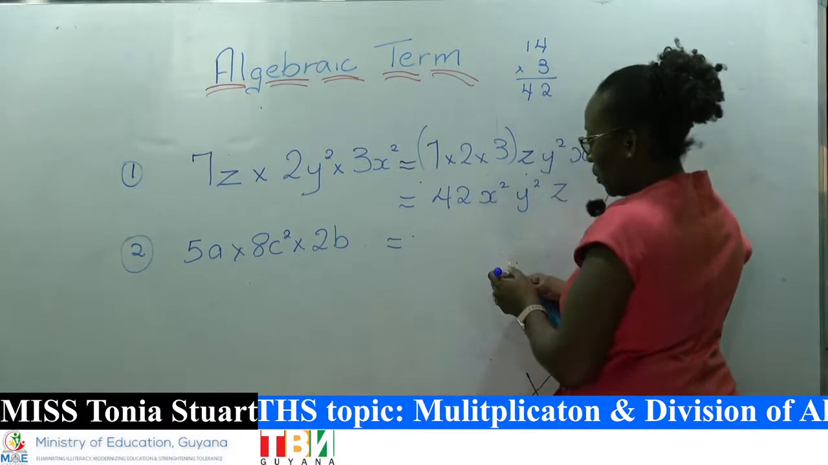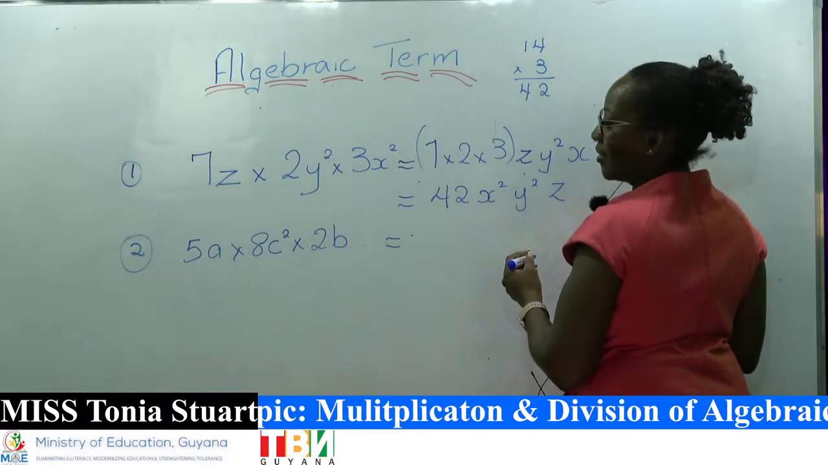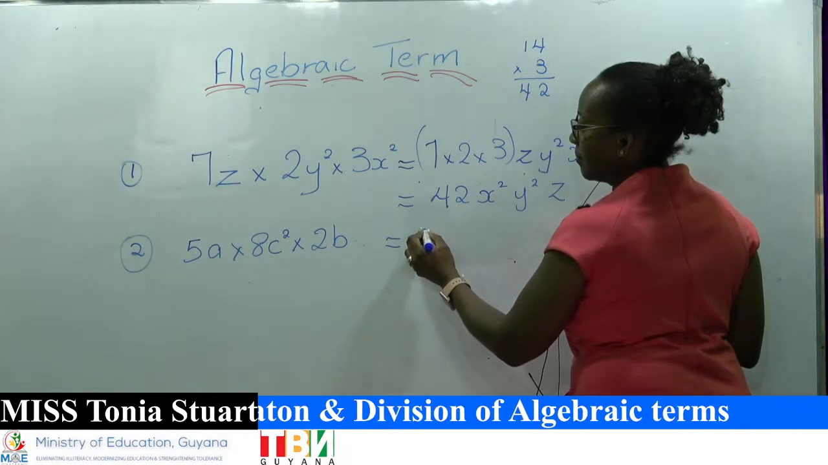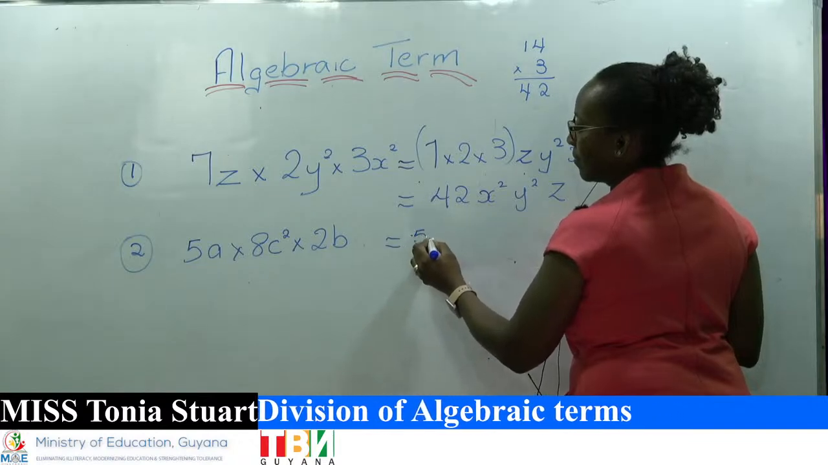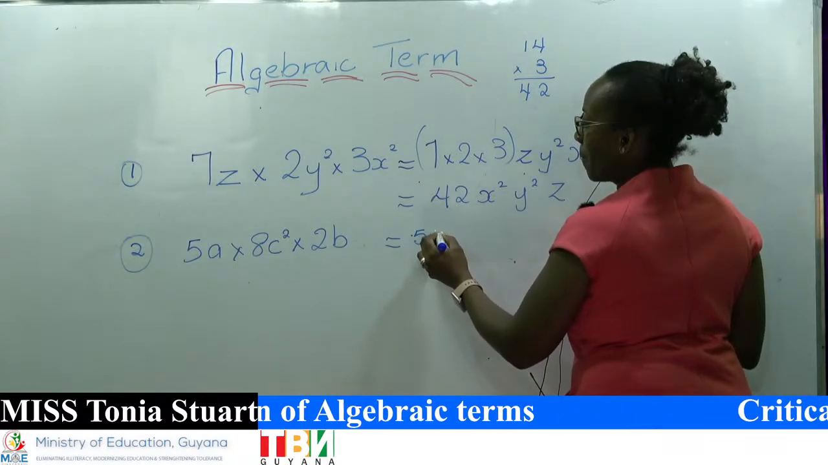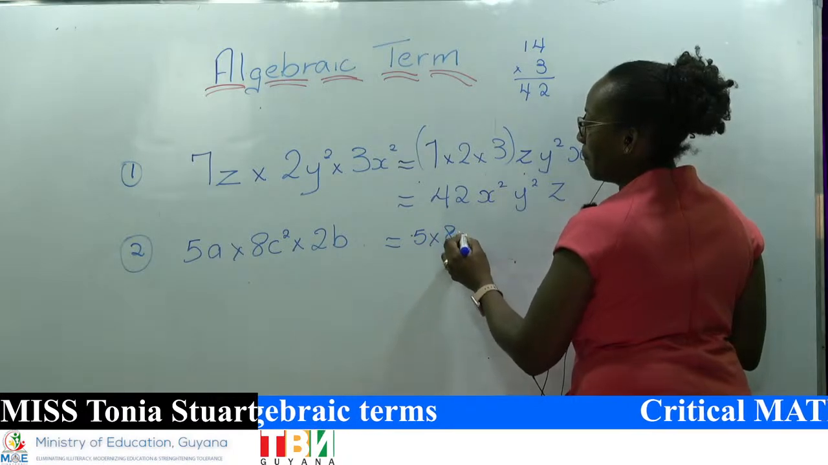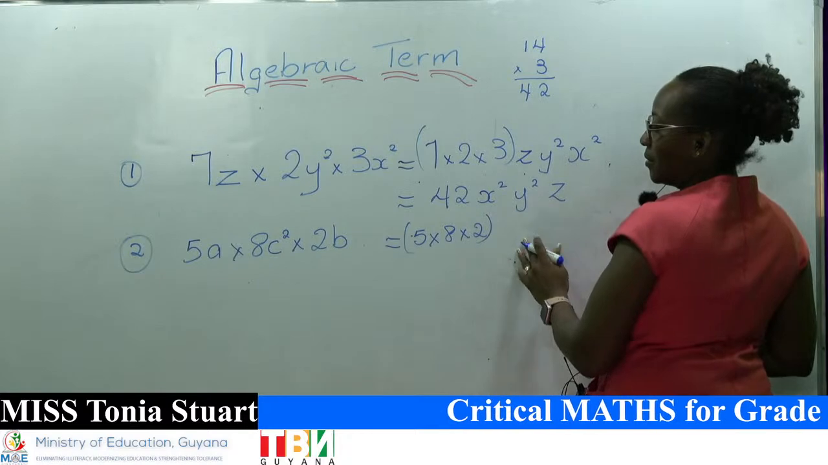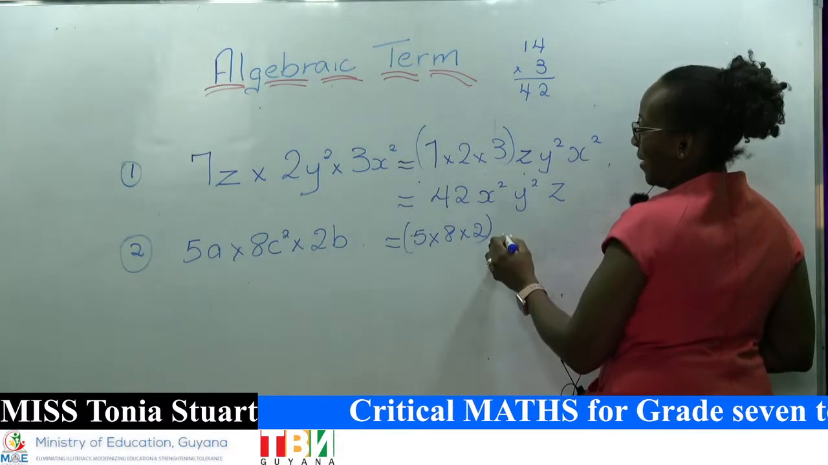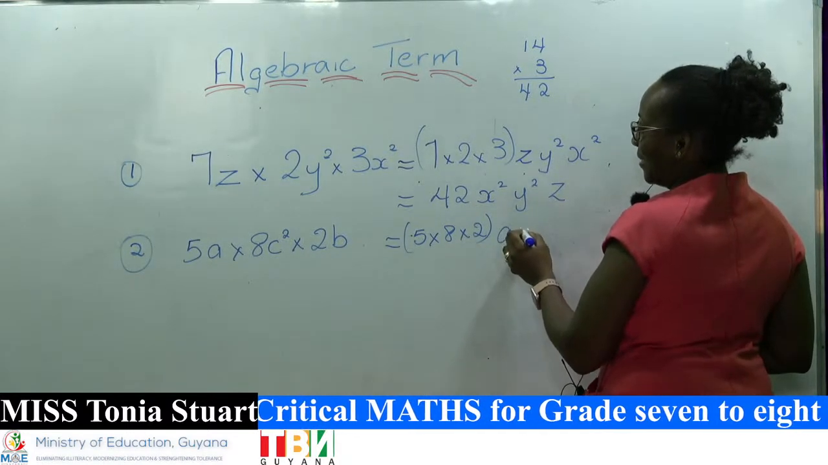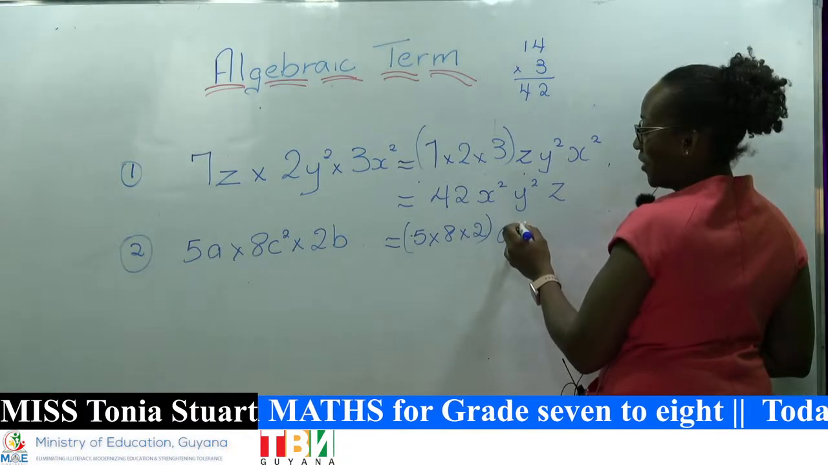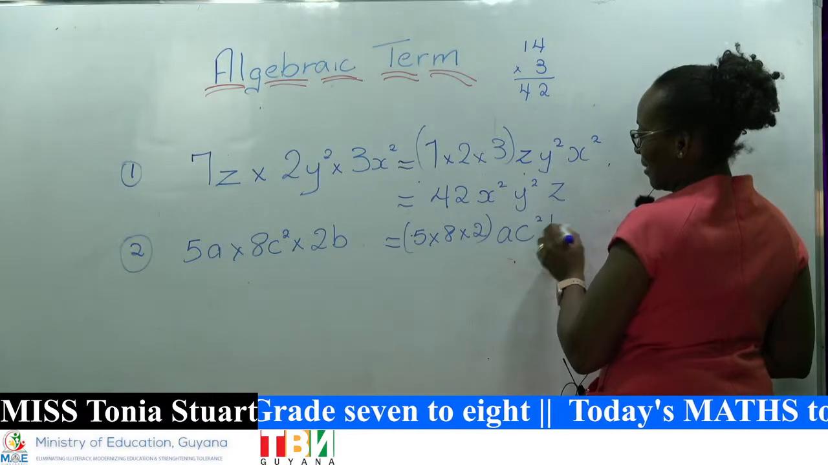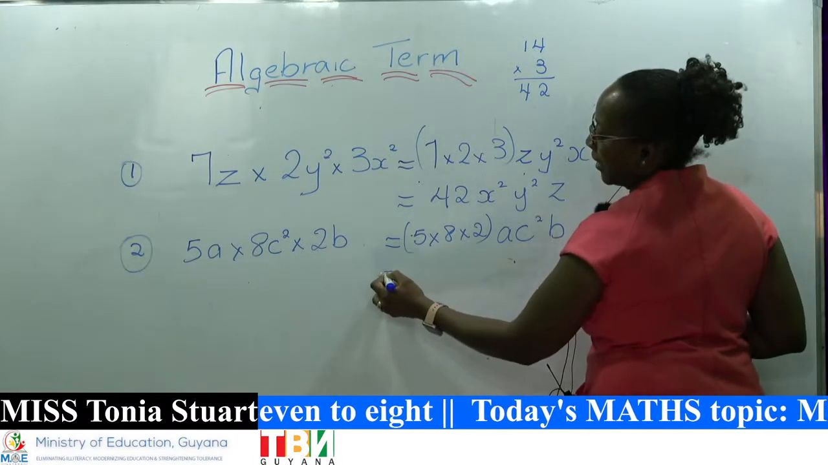Good. What do we do first? We put the number. I'm listening. 5 times 8 times 2. Good. Next. We put A, A. C to the second power, so we don't add anything here. Okay, C, second power, and B. And B. Right?